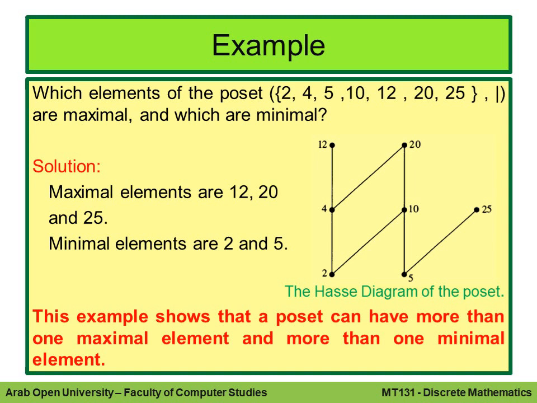What about the minimal elements? These are 2 and 5. There is nothing below them in the graph. That means there is nothing that divides 2 from the set. There is nothing that divides 5. That makes them minimal elements. This example shows that a poset may have more than one maximal element, and it also may have more than one minimal element.